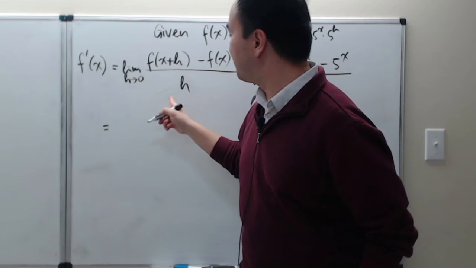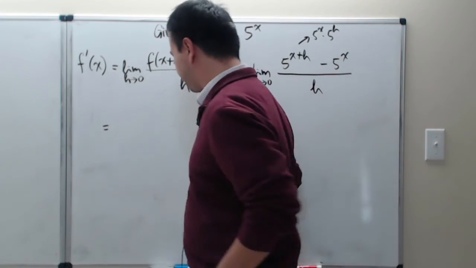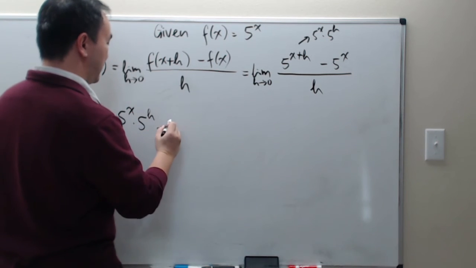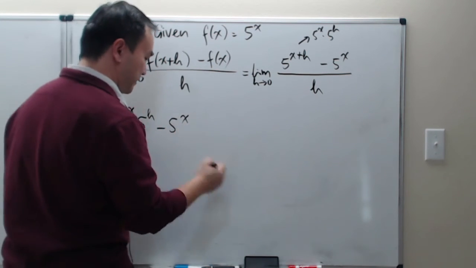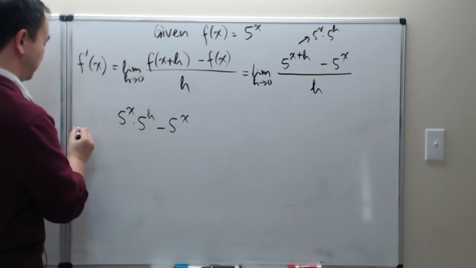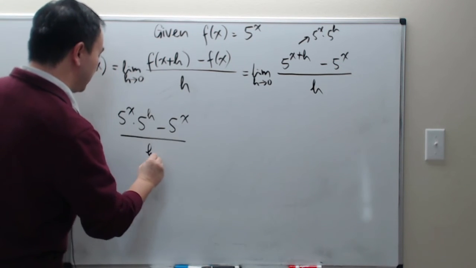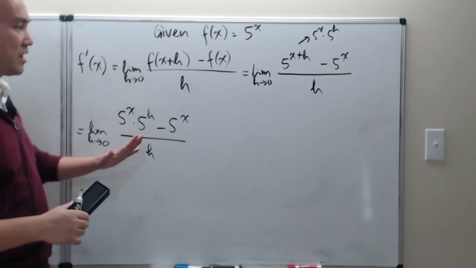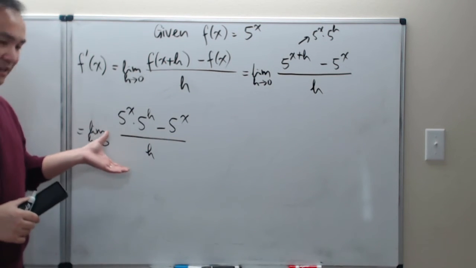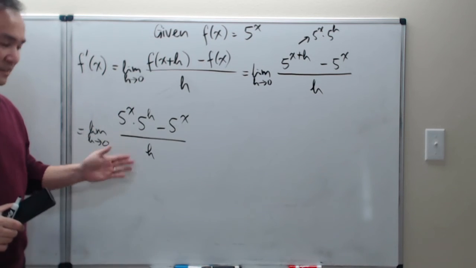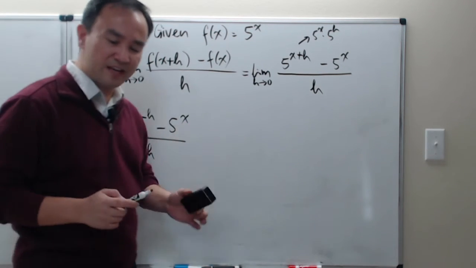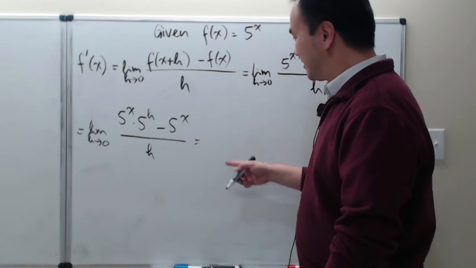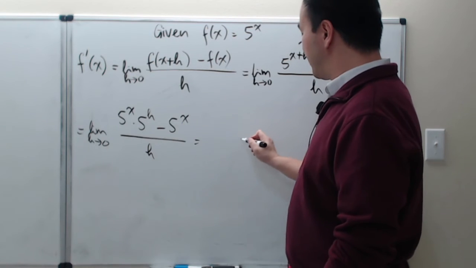So that means my first term here becomes 5 to the x times 5 to the h minus 5 to the x again, and all over h, and the problem remains as a limit problem. And still, neither one of these steps right here makes it possible to apply the limit law. So we're going to have to keep advancing until we can bring it down to a form where limit laws will apply. So now, again, similar work we have done earlier.